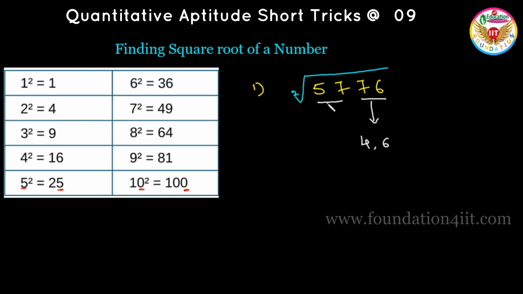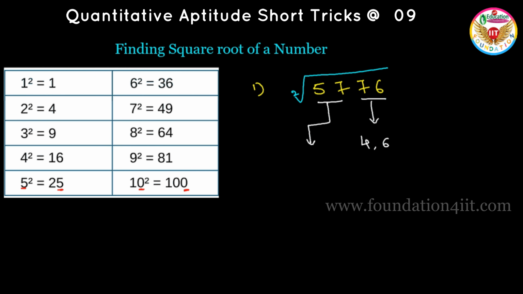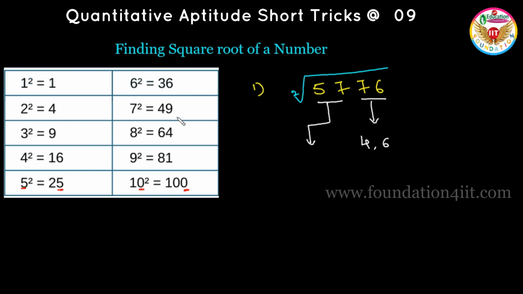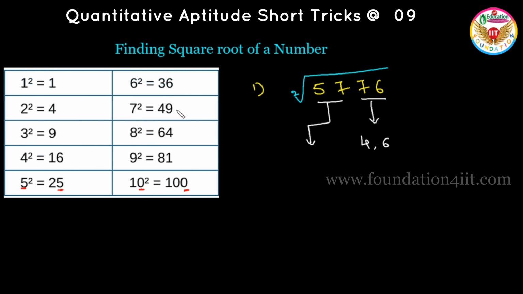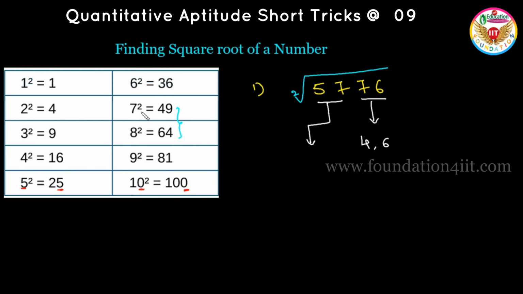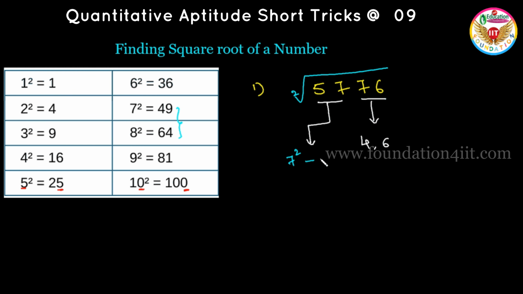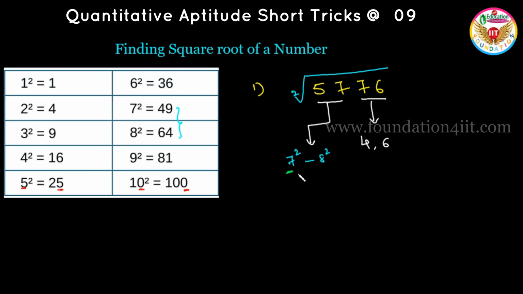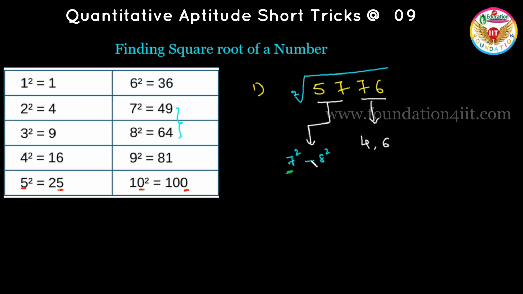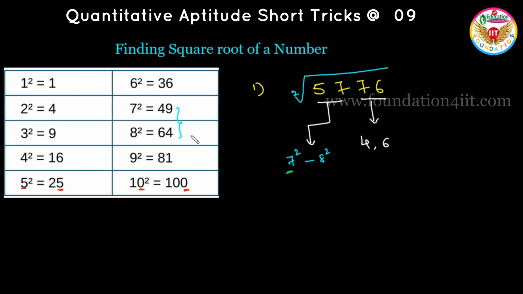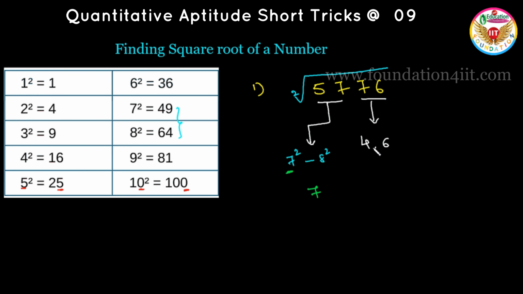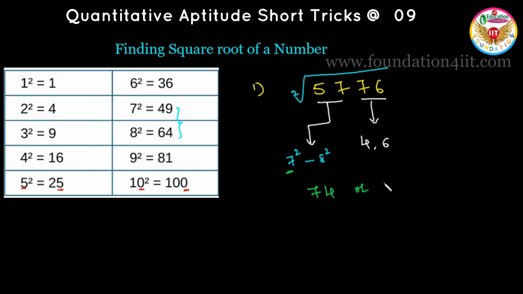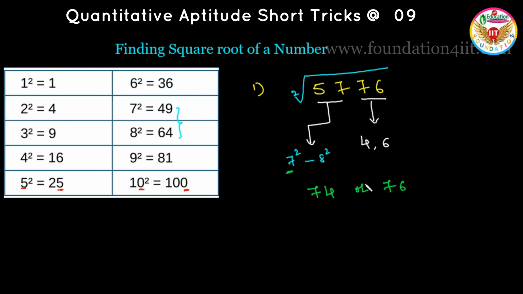Next, 57. Which two numbers is 57 between? It is between 49 and 64, that is, between 7 squared and 8 squared. The smaller one is 7. 57 does not cross 64, it just crosses 49, so we take 7. With the 4 and 6 options, the answer is either 74 or 76. One of these is correct.